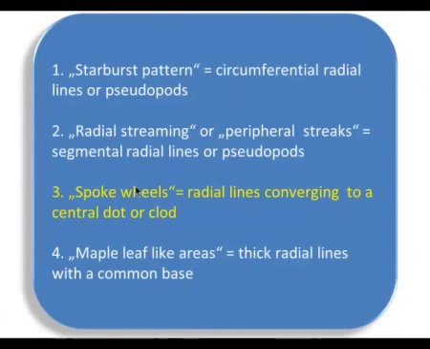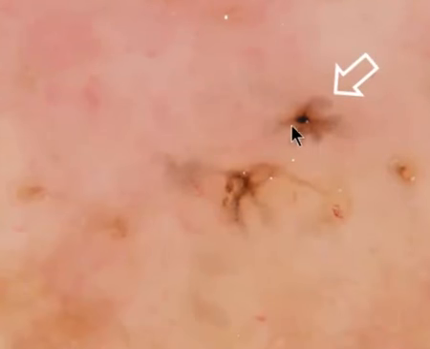Spoke wheel areas is a metaphoric term, and in the language of pattern analysis it means there are radial lines, but they're converging to a central dot or clot. Here you can see radial lines or pseudopods converging to a central dot. This structure is typical for basal cell carcinoma. It vaguely resembles a spoke wheel, but it's not necessary to use this metaphoric term. We can also say radial lines converging to a central dot.